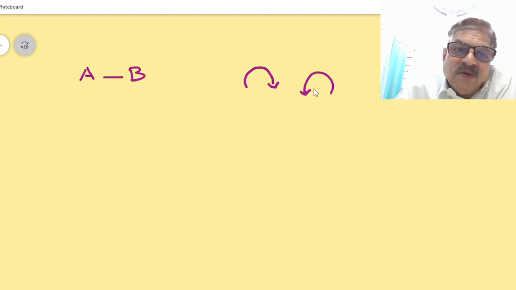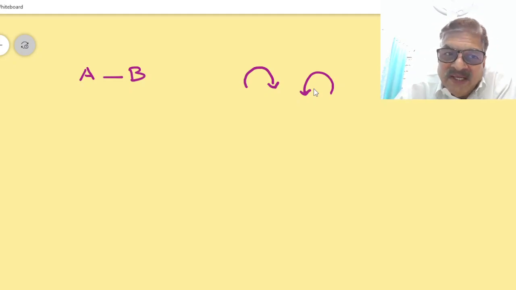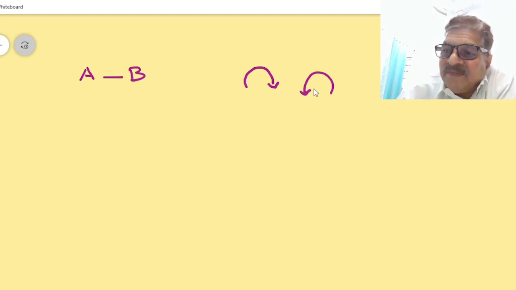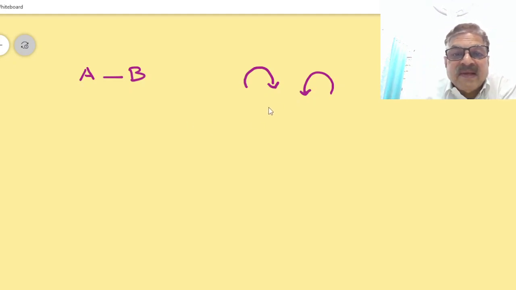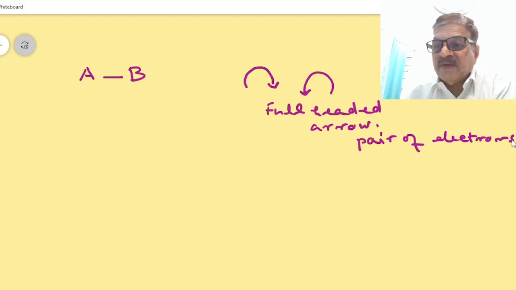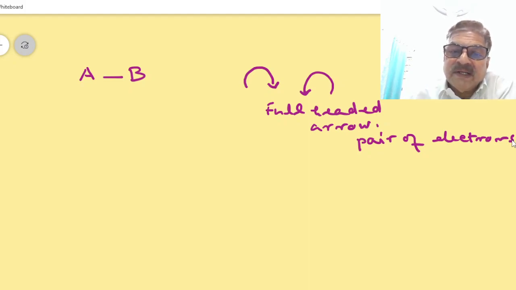But in the case of homolytic cleavage, the difference comes. In homolytic cleavage, each atom is getting only one electron. That means when a 2-electron bond is cleaved, each atom gets one electron, so only one electron moves at a time. That is movement of a single electron. Then we don't need a full-headed arrow like this. This is a full-headed arrow, used for the movement or displacement of a pair of electrons.